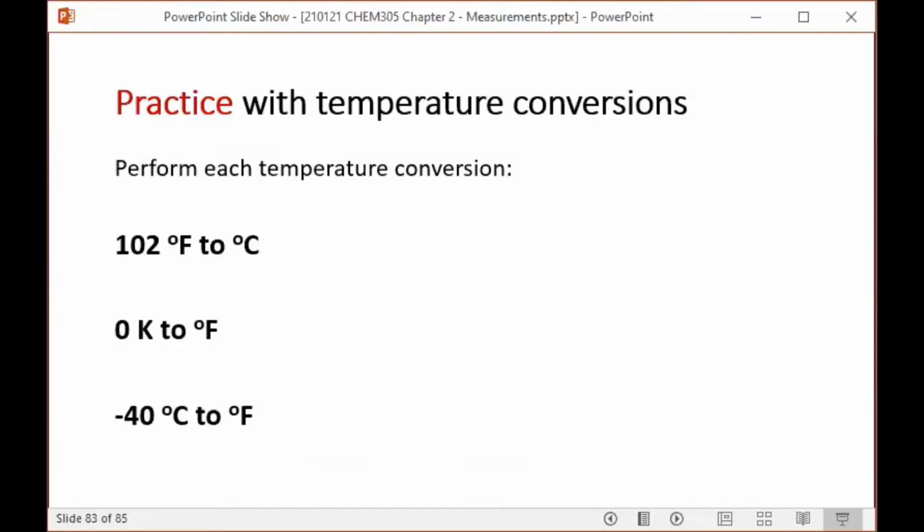Okay, so let's do a few practice problems with temperature. So let's take 102 degrees Fahrenheit to Celsius.